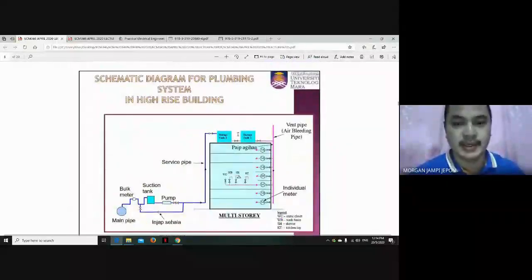All right. Next one, this is a schematic diagram for plumbing system in high-rise building. So high-rise building is almost similar to indirect cold water supply. So it comes from the main pipe, then goes to the meter, and then it gets a suction tank to pump the water. Then we have this so-called injap sehala here. In case we have a problem with the pump, then we get supply direct through this injap sehala into the service pipe, and then it goes to the storage tank 1, or perhaps also storage tank 2.